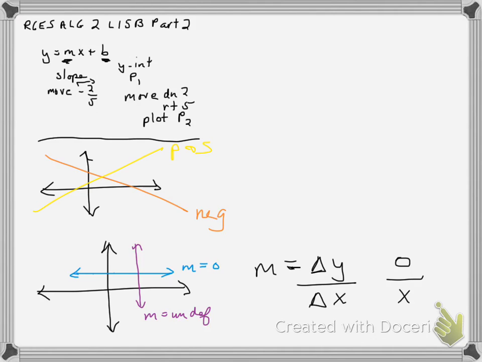Because if slope is the change in y over the change in x, and I'm on a vertical line, I'm not changing my x value, only my y value. So this is something over 0, and we're not allowed to divide by 0, so it is undefined. So let me see if there's any other things I wanted to view in this chapter 4.4. Yes, one more thing or two.